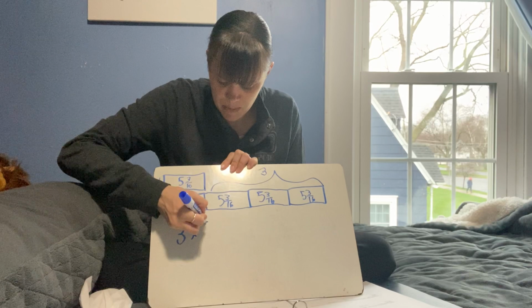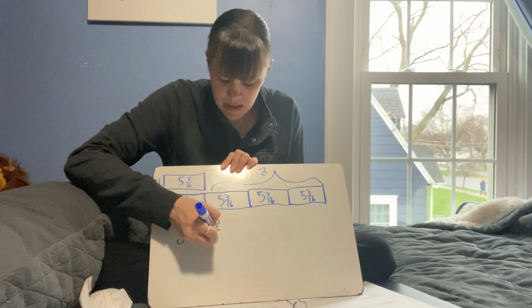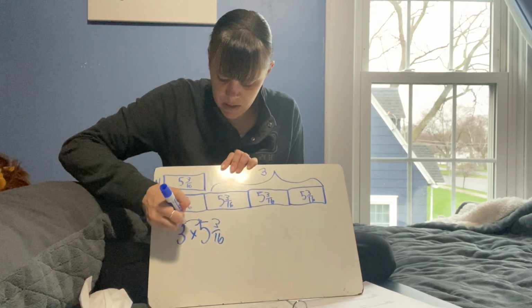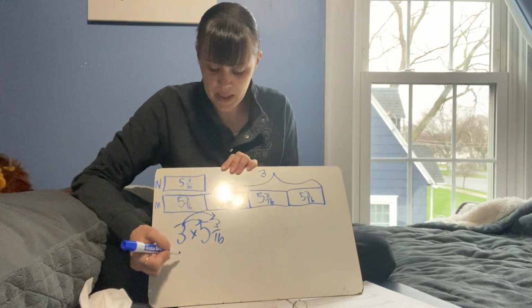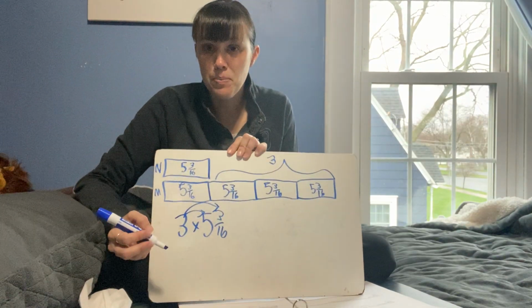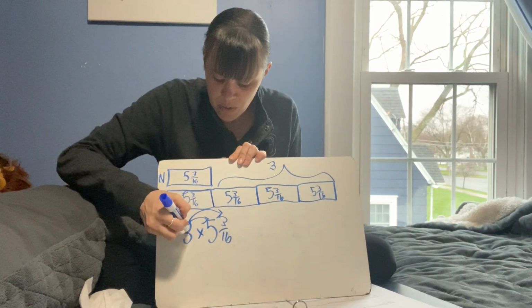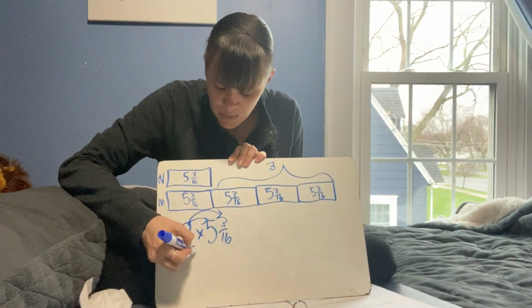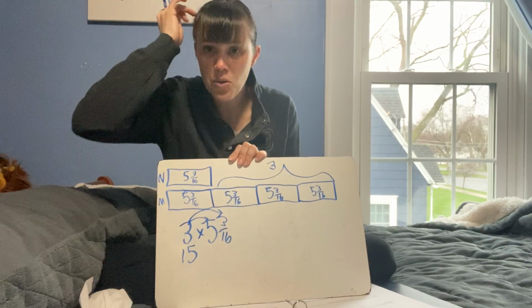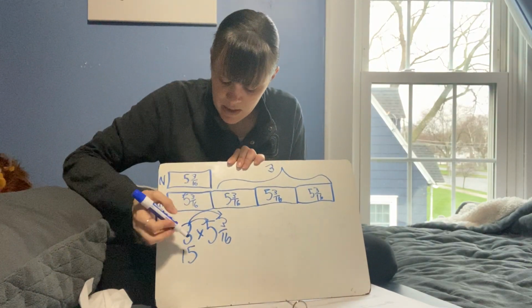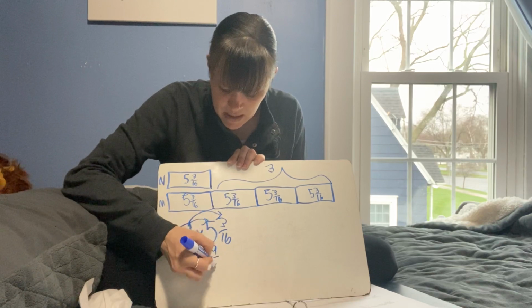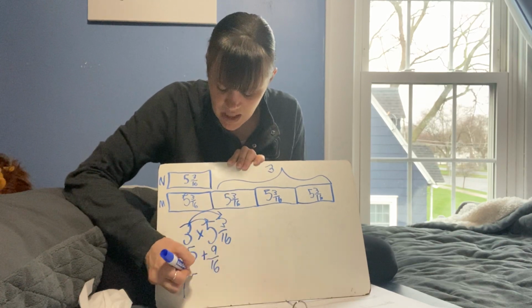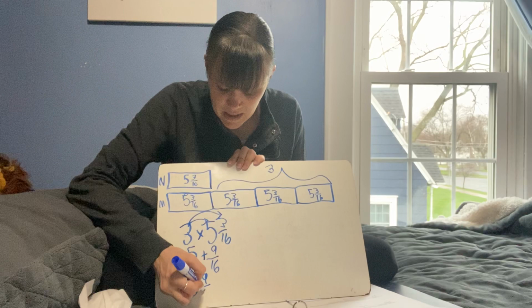So 3 times 5 3/16. Distribute our 3 to both of those. I'm going to not skip a step, but not draw a step, just to conserve space. So I'm just going to do 3 times 5, which is 15, and 3 times 3 is 9/16. So it's 15 9/16.